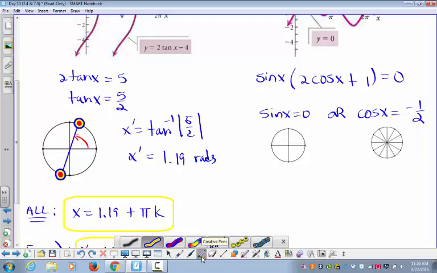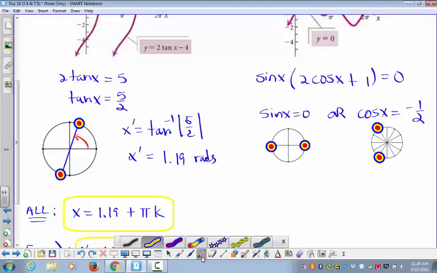So sine of x is 0, there and there. Cosine of x is negative 1 half, there and there. Those are awfully big dots for those little circles. Oh, that almost looks like an insect. All right.